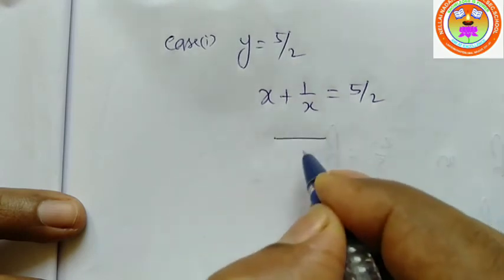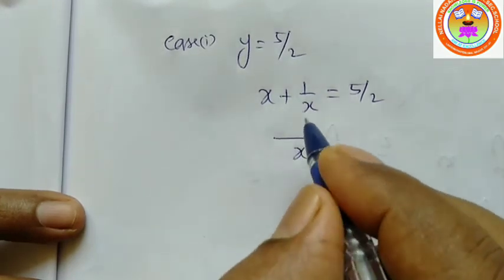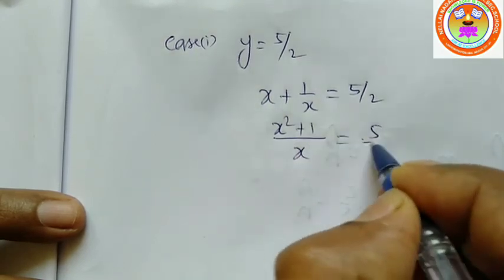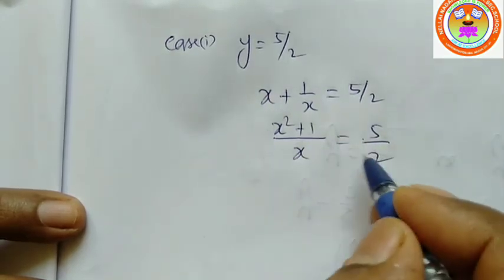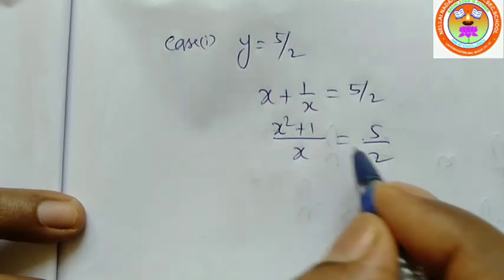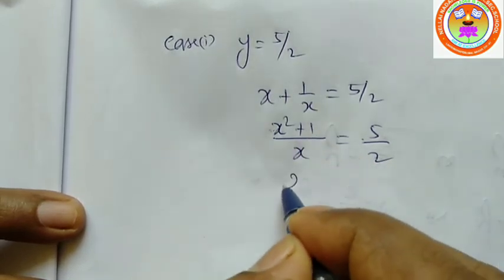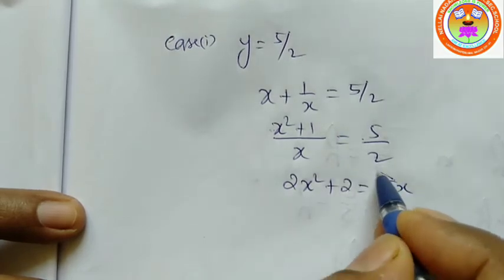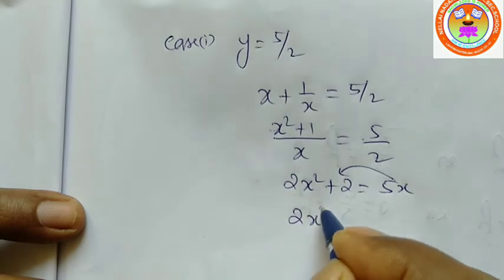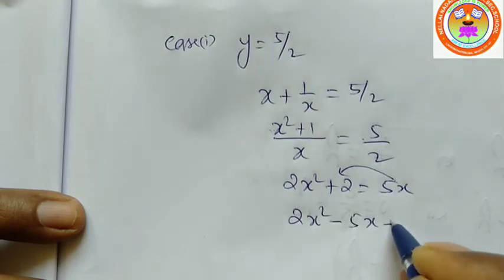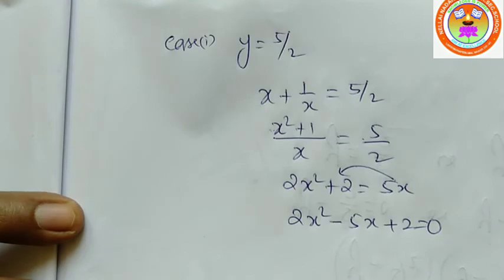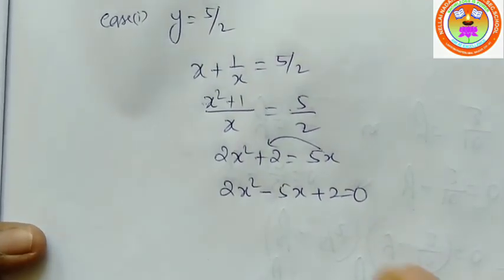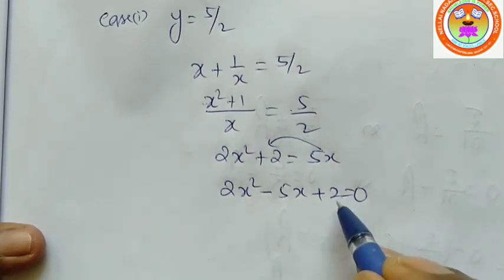Take LCM, that is x. So x square plus 1, here 5 by 2, cross multiply. When we cross multiply, 2x square plus 2. So 2x square plus 2 is equal to 5x. Bring this 5x this side. So 2x square minus 5x plus 2 is equal to 0. Again we got one quadratic equation in x. Now we can solve this quadratic equation.